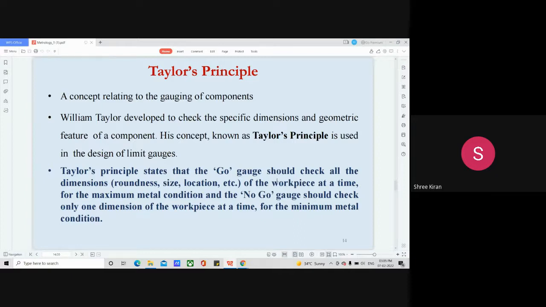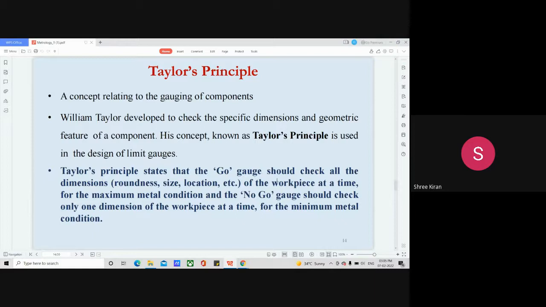We already had an idea of this when the class was offline. So can anyone of you tell me where we refer to Taylor's principle? What was the basic idea of Taylor's principle? In which topic have we learned about this? Can anyone in the class tell me where we learned this Taylor's principle and its aspects?